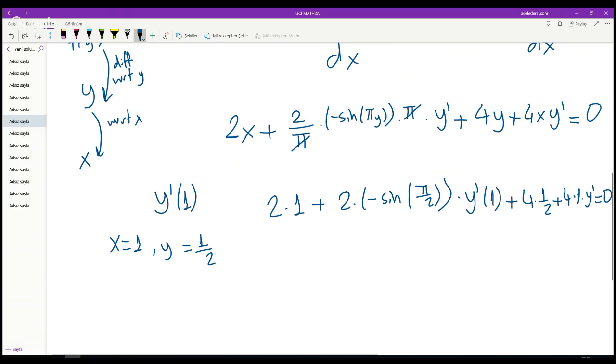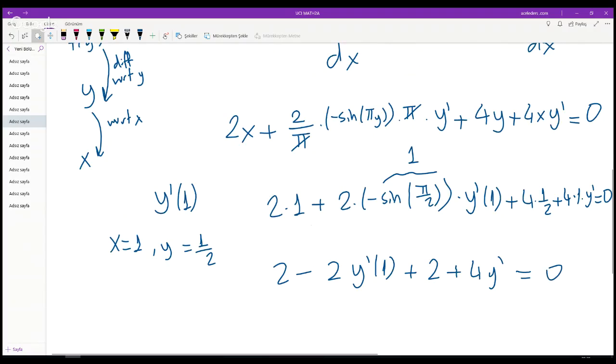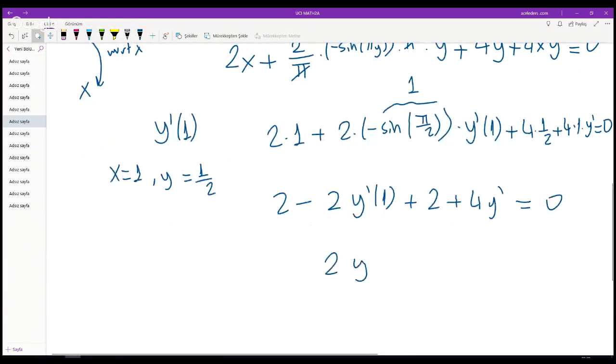Okay, so let's solve that. Sin of pi over 2 is 1, so it's like sin 90 degrees, plus, or let's say minus 2 y prime 1 plus 2 plus 4 y prime equals 0. So 2 y prime 1 equals minus 4, y prime 1 equals minus 2.